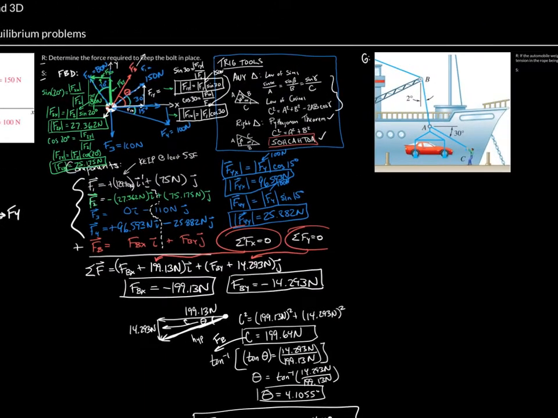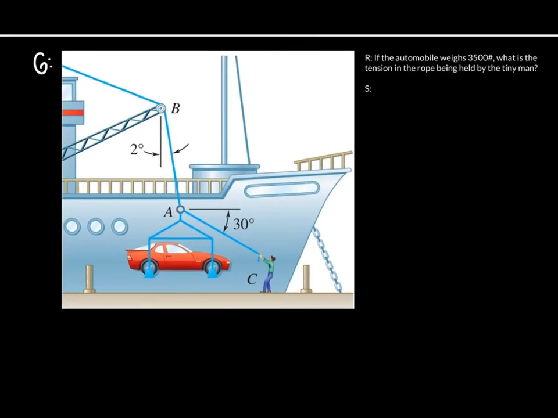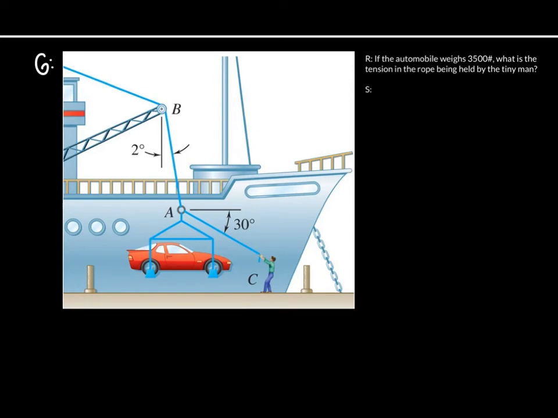Anyway, if we're going to go back over here, and here we go. Given, we've got some automobile being lifted onto this boat, and as it's being lifted, this tiny man here attached a rope to that ring, and he's pulling it off to the right for some reason. I don't really know why he's doing that. But the car weighs 3,500 pounds, which seems kind of heavy for that little car. Anyway, we're going to solve this.